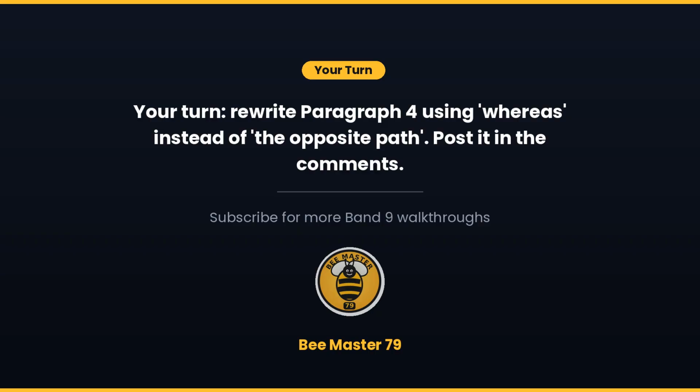Your turn. Write paragraph 4 using whereas instead of the opposite path, and post it in the comments.